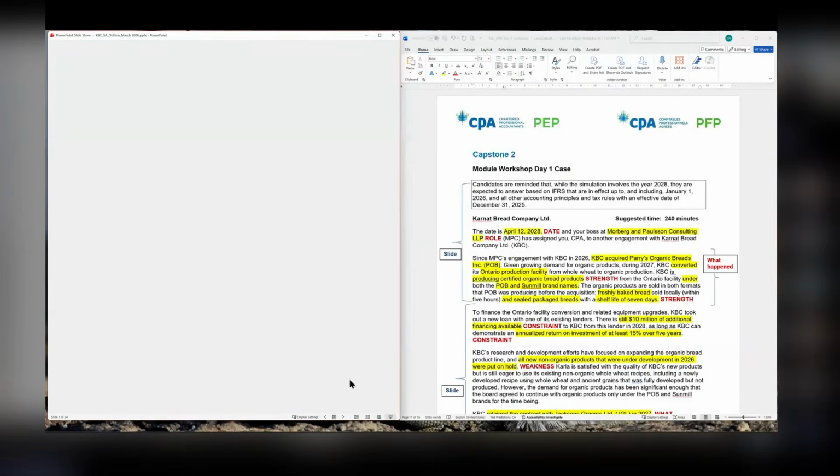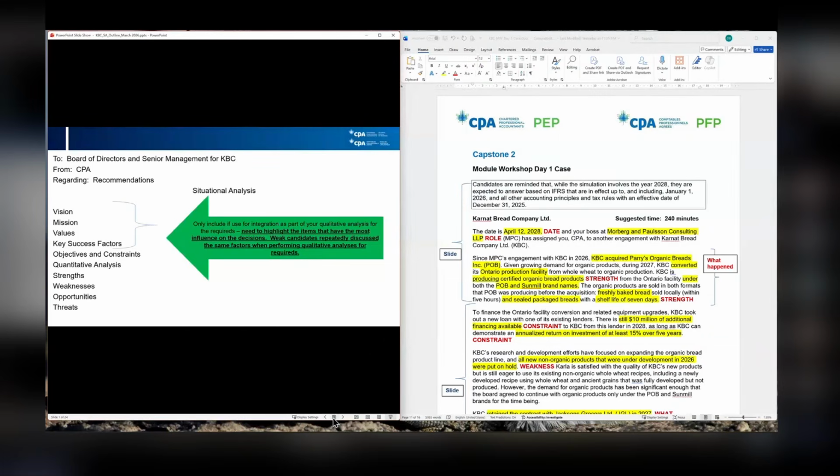So what I've got, just bring this back here. Okay, so on half of the screen, you'll notice I have a slide deck and I put it in slides, but I actually would be creating this situational analysis and outline in Word. And then on the other half of the screen, I actually have the sample module workshop day one case. Now you'll notice that in the case, I have highlighted the relevant information. I put in bold letters kind of where the category of where that information would fall. I've done that for illustration purposes only.